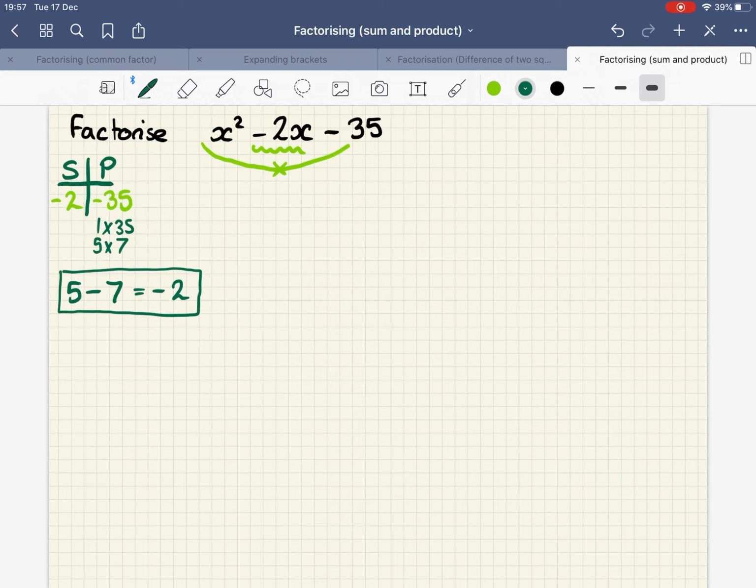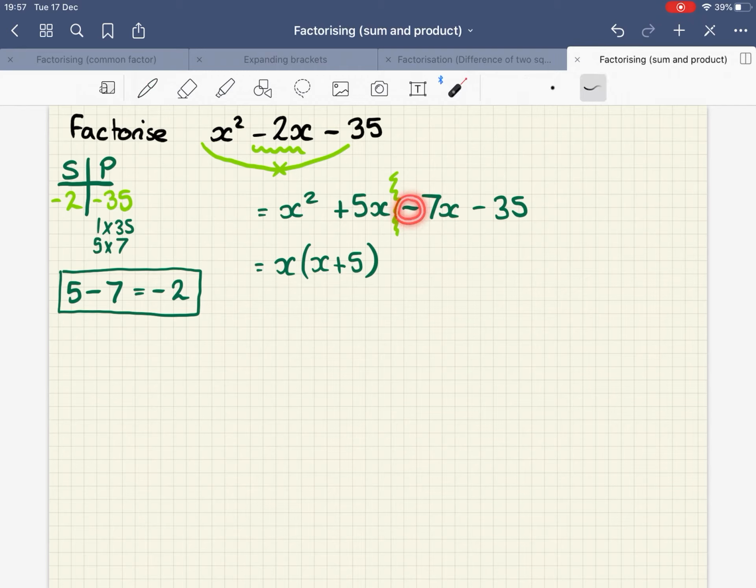So going back to my x squared minus 2x minus 35, that is now going to be x squared plus 5x minus 7x. Then that minus 35 on the end, same as before. Dividing it down the middle. Common factorising this front half, my common factor is x. Then I'll have x plus 5, using this sign here.